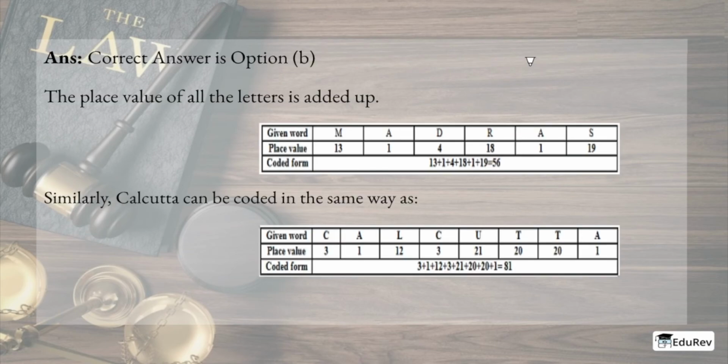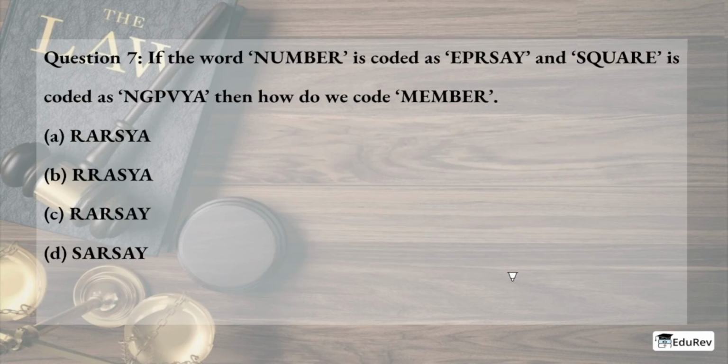So, how is Calcutta written? This is exactly what they are explaining. There is this Madras, so I'm going to add the place values, so it's 56. And similarly, this is exactly what we have done for Calcutta. So, the answer is going to be 81. Now, the next one is that we are given two words and we basically have to find the code for the third one. Suppose, in place of number, we have written this, and in place of square, I've written this. So, what is going to be the code of member?